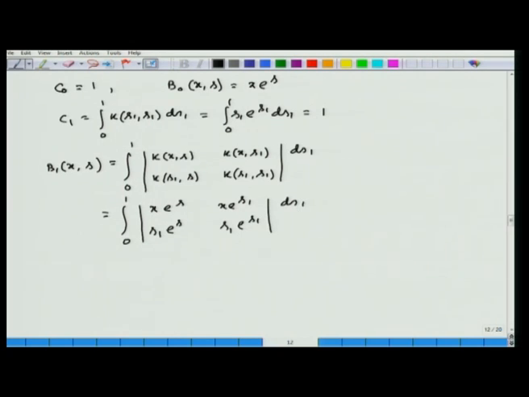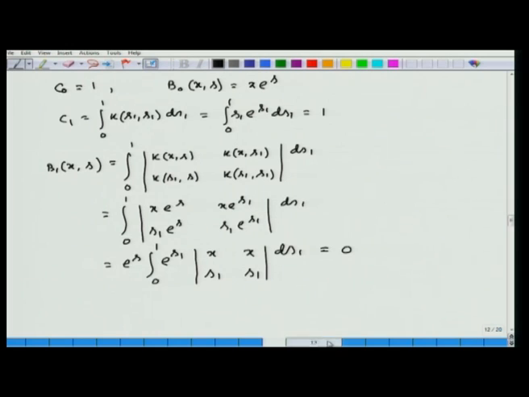So, from the first column we can take e to the power s common, from the second column we can take out e to the power s1 common. So, e to the power s integral 0 to 1 e to the power s1, then determinant x s1, x s1 ds1, this determinant is 0. So, clearly B1 x comma s is equal to 0.